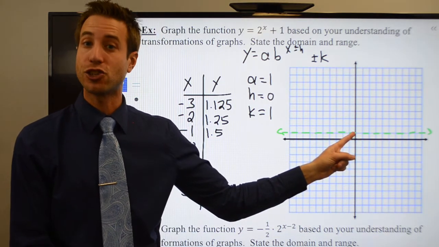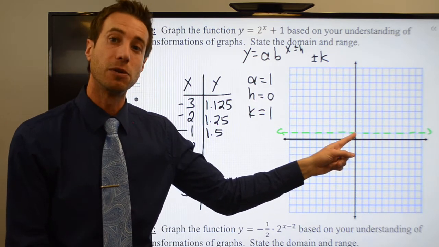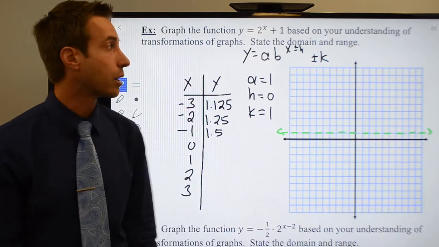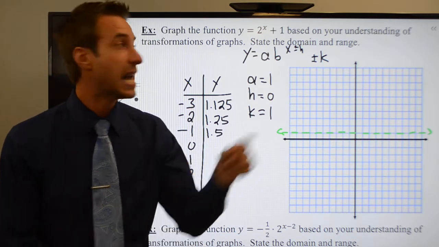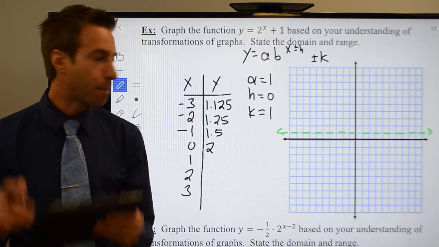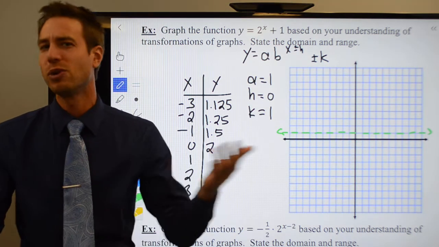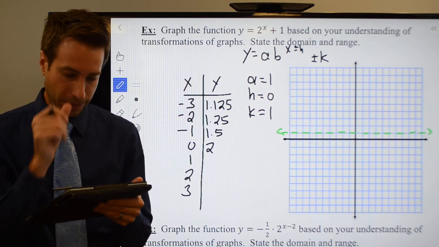But the whole graph got shifted up 1 unit, which means that point (0, 1) now gets moved up a unit to (0, 2), which is exactly what you would find. You plug a 0 in here, 2 to the 0 power is 1, and 1 plus 1 is 2. So that point that was at (0, 1) has now been shifted up 1 unit to (0, 2). That should make perfect sense. The whole graph has been shifted up 1 unit.